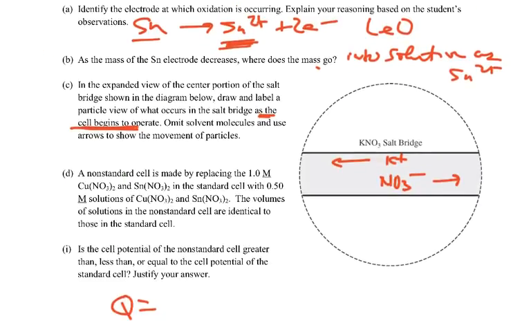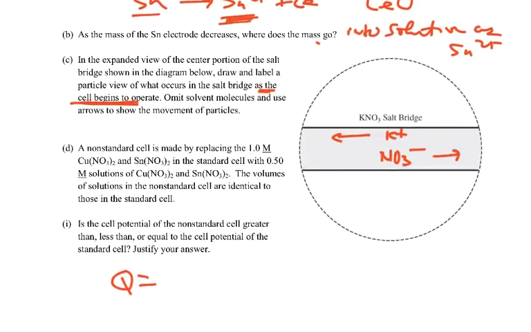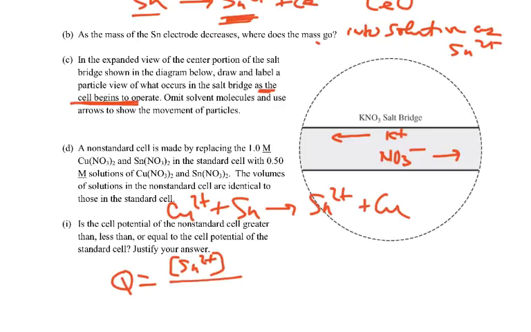Okay, I'm going to write that back down here. So we have copper ions plus tin metal turns into tin ions and copper metal. So Q is going to be the concentration of tin over the concentration of copper. And for standard cells, 1 molar is going to be 1.